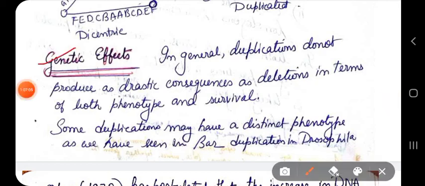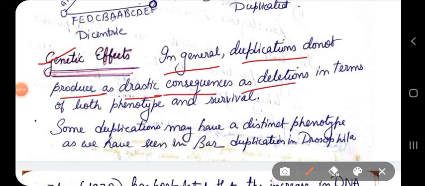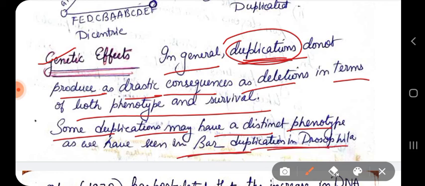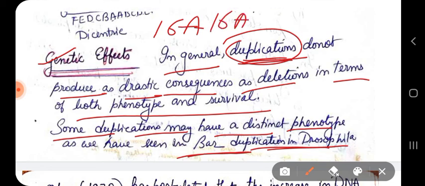The genetic effects in general: duplication does not produce as drastic a consequence as deletion. Well, we can see that during duplications, deletions can occur, which can result in an unusual, drastic phenotype, and lethal effects can occur. But duplication alone does not produce so drastic an effect in terms of phenotype and survival. Some duplications may have a distinct phenotype, as we have seen in bar-I duplication in Drosophila, where the extra 16A region that codes for the bar-I leads to narrow slit-like eyes due to the reduction in the number of facets.